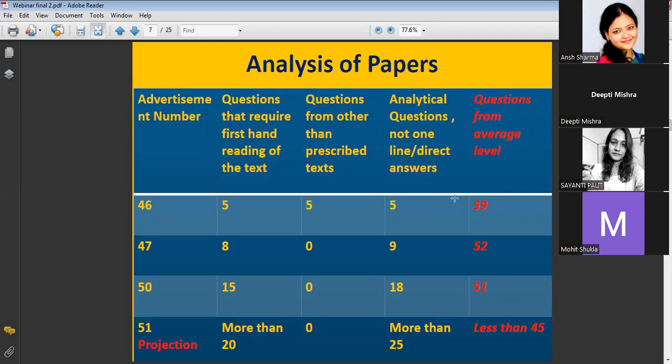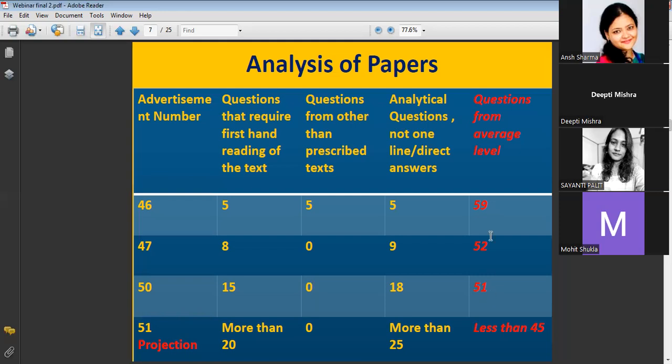So this is my analysis. The number of questions may change in your analysis, but the pattern will remain, I can assure you. I have personally checked, the pattern will remain. The number may differ by plus minus 1, 2, 3, depending on your level, and you may find that maybe 60 questions in 46 were from average level, or 55 questions. But then in 47, by the same token, you will find a lesser number of questions, and in 50, much less.